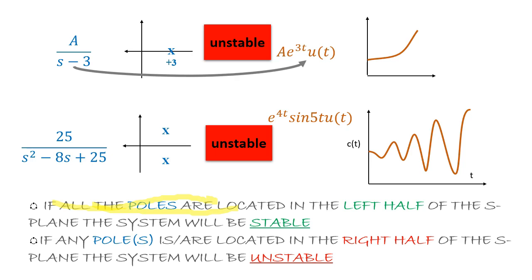Okay, now let's see what will happen if poles reside on this line only, and in other words we can say that poles are purely imaginary. In that case, what will happen? Let's see.